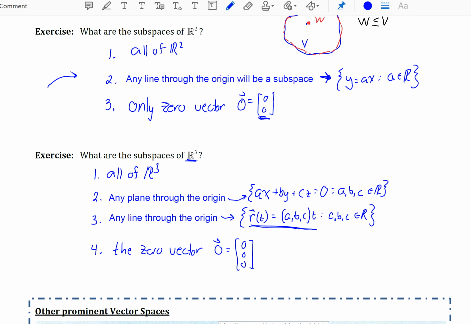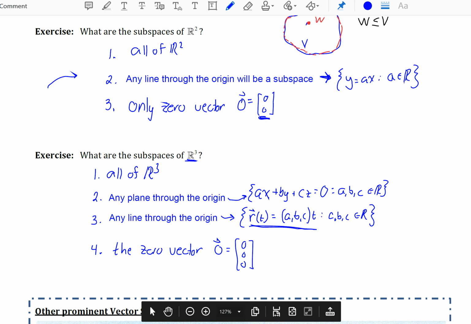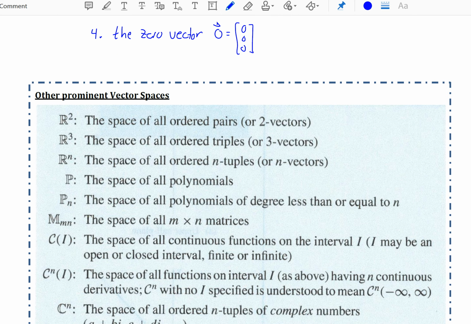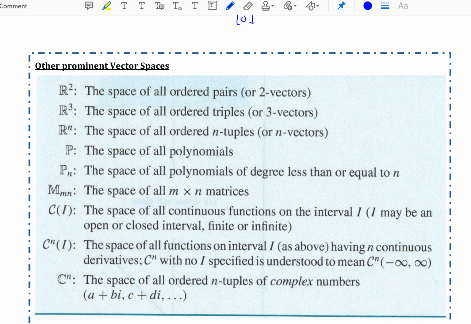Okay, so I feel like we've done a lot of examples in R2 and R3 right now, but I want to now extend the idea of a vector space beyond that. There are actually lots of other vector spaces. Our author presents 6, 7, 8, I think 9 spaces here. He refers to them as other prominent vector spaces, ones that we typically see. So I've listed R2 and R3 so far. R2 is the space of all ordered pairs, or R3 the space of all ordered triples.